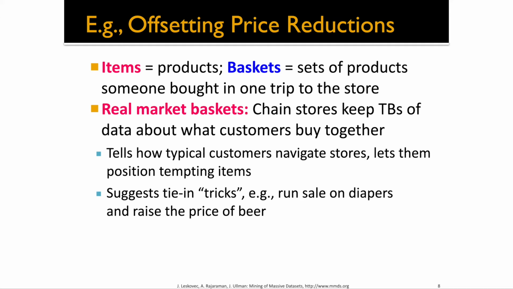Another one that I mentioned is these tie-in tricks for things that are on sale. So if you run a sale on a particular item, you may use that sale to get customers in the door, but you don't want to lose money on your sale. So if you know that people who purchase this item that you're going to put on sale also tend to purchase this other item, then you can lower the cost or put your sale on this first item and then increase the price of your second item to offset this cost.